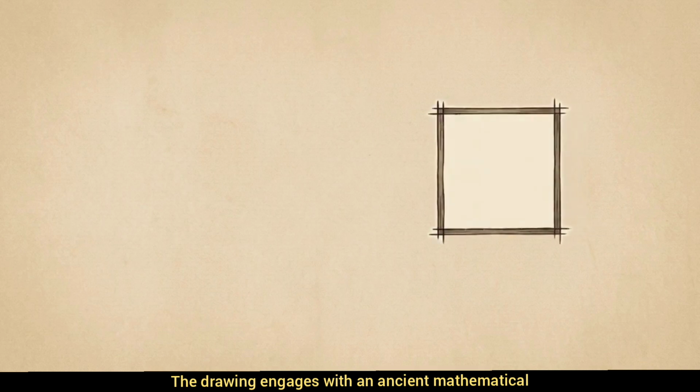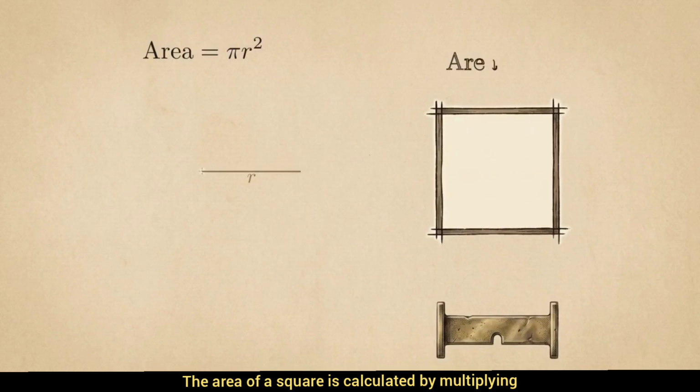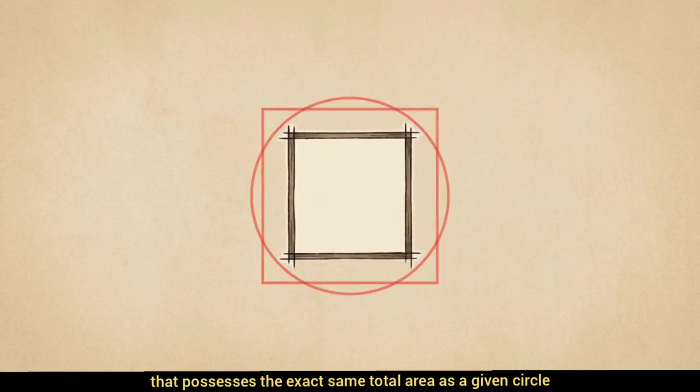The drawing engages with an ancient mathematical dilemma known as squaring a circle. Calculating the area of a circle involves taking the value for pi and multiplying it by the radius squared. The area of a square is calculated by multiplying the base by itself. The challenge is to construct a square that possesses the exact same total area as a given circle.